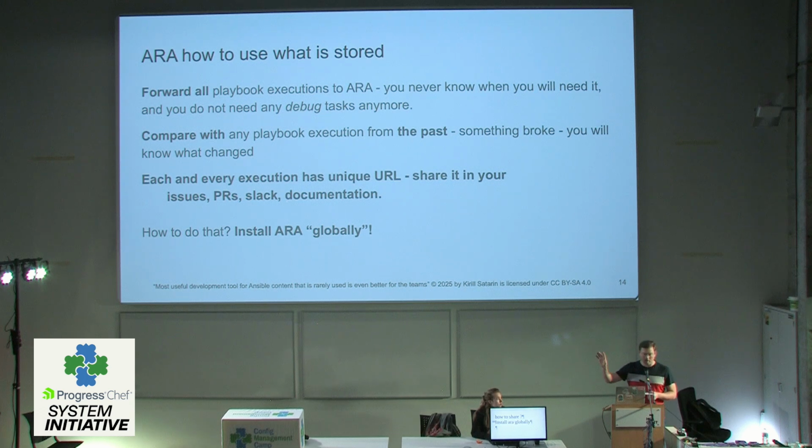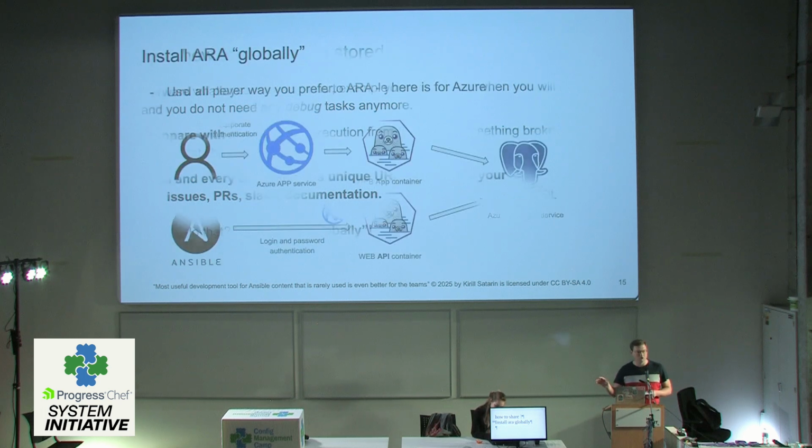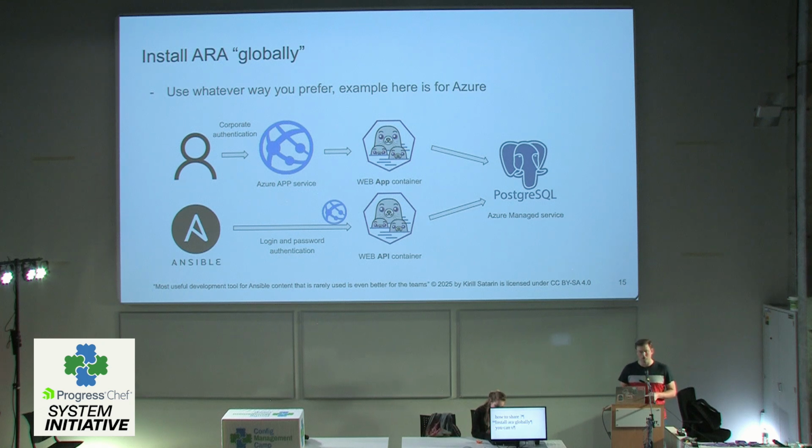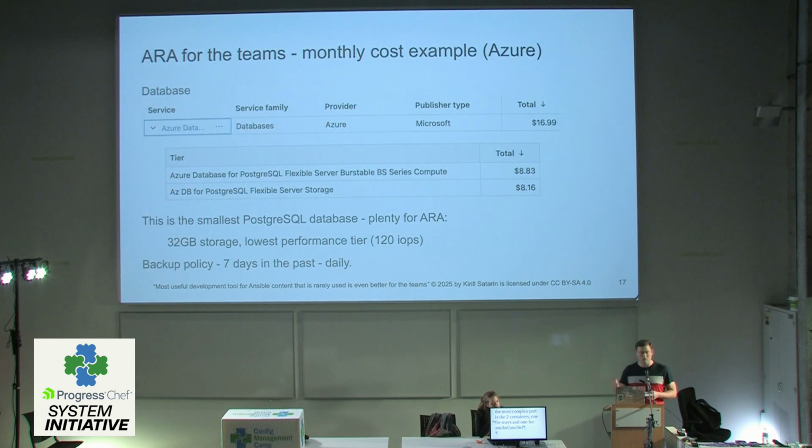Install it globally somewhere. In this presentation, I'm just giving an example for Azure, but you can use whatever infrastructure you like. So this is how it looks on Azure. The most complex part, I would say, is that we have two containers. One for corporate authentication for users to take a look at what is stored in ARA, and another one for Ansible itself to use simple login and password authentication. In order to use that, you would just have the three environment variables I mentioned above. You just have to add two more for login and password. That's all. That's the difference. And of course, change the host name.